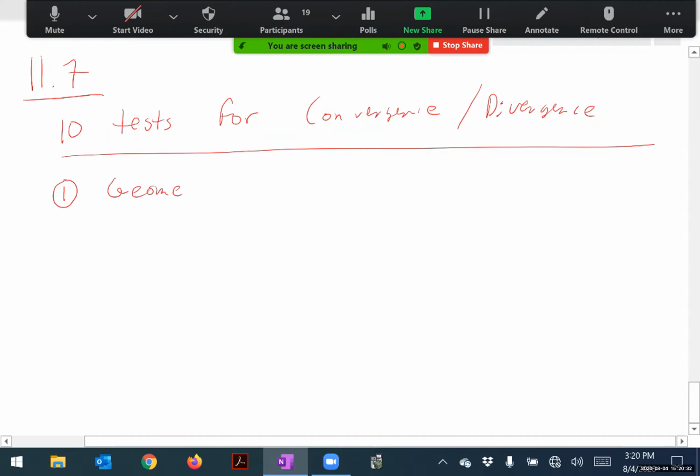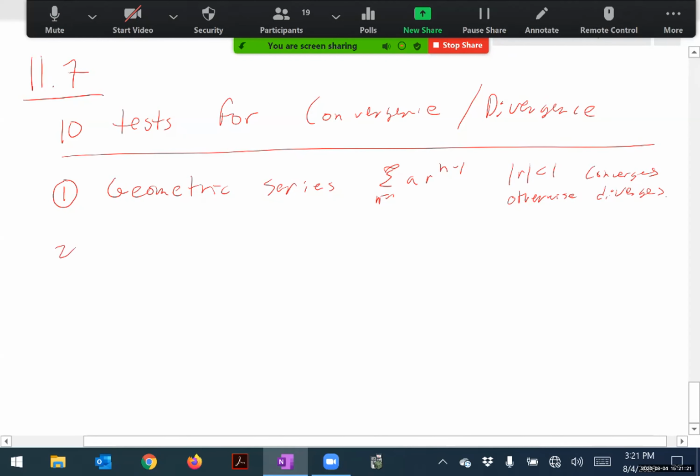Geometric series test. I can't spell. Okay, where we have the summation of a r to the n minus 1, of n equals 1 to infinity, where if the absolute value of r is less than 1, then it converges. Otherwise, it diverges.